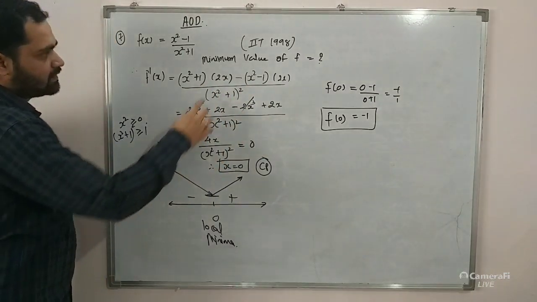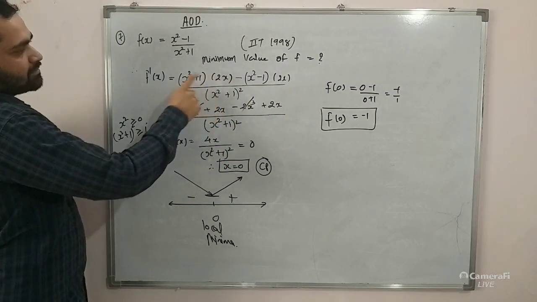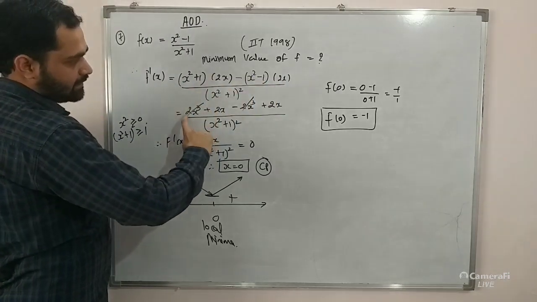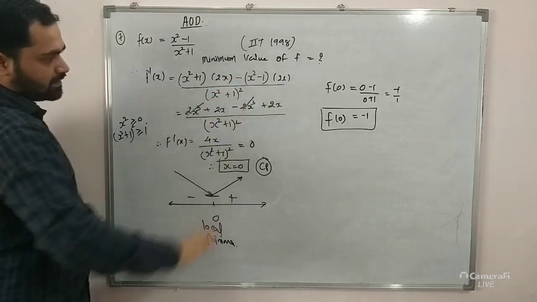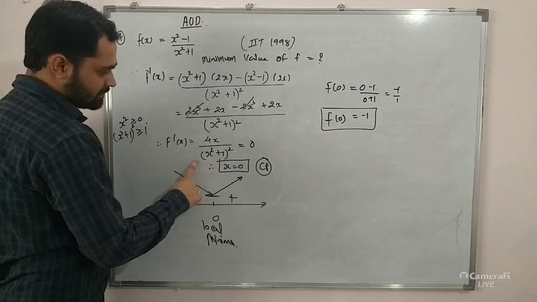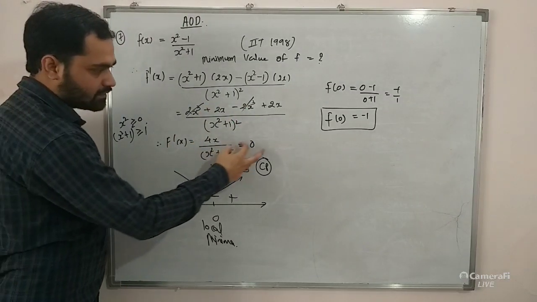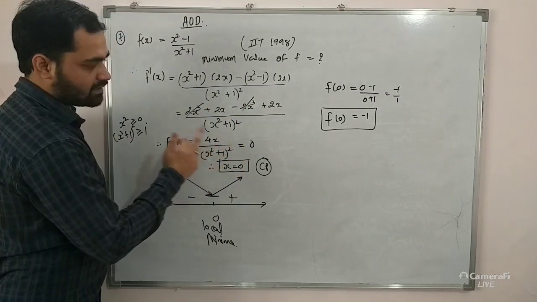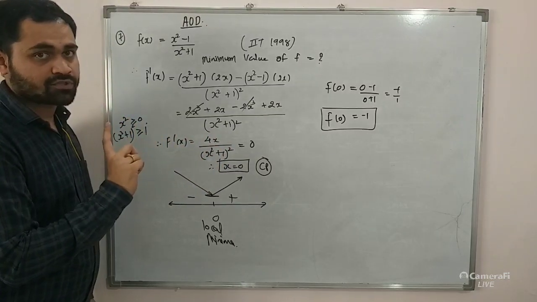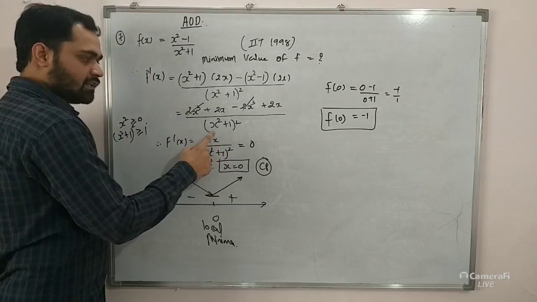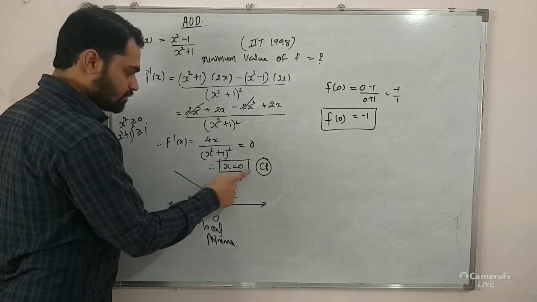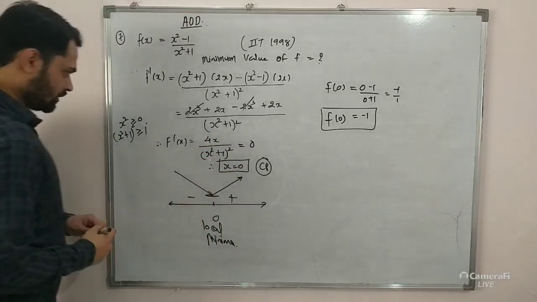These terms you know very well, multiplying this with this bracket and multiplying 2x with this bracket. So 2x cube gets cancelled and the remaining term is 4x. For critical points we have to compare this value with 0. This denominator never becomes 0, so there is no critical point from it. Critical point is only from the numerator, so x is equal to 0.